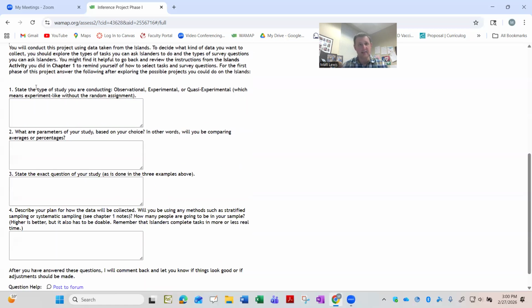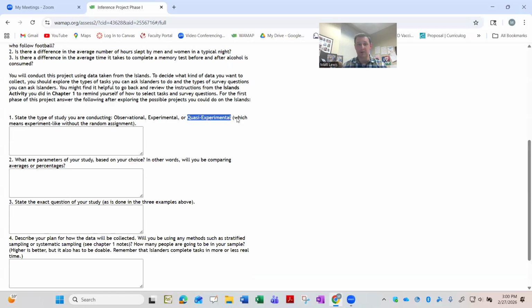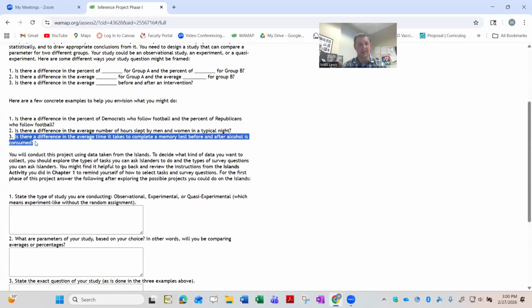So number one, state the type of study you're conducting. Is it an observational study? Is it an experiment? Or is it a quasi experiment? And just as a reminder, a quasi experiment is something that looks like an experiment. You've definitely done some sort of intervention, but there's no random assignment to a treatment and control group. So here's number three, here is an example of a quasi-experiment, right?